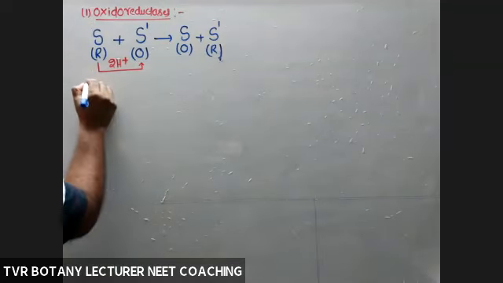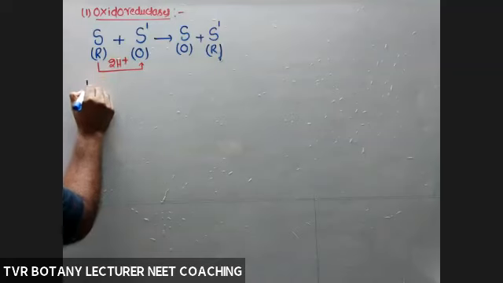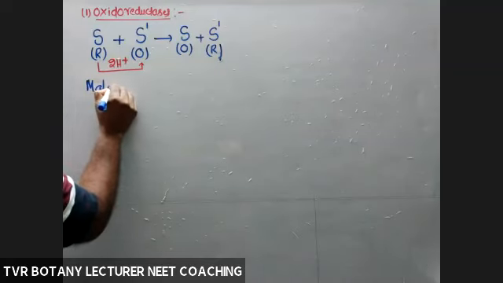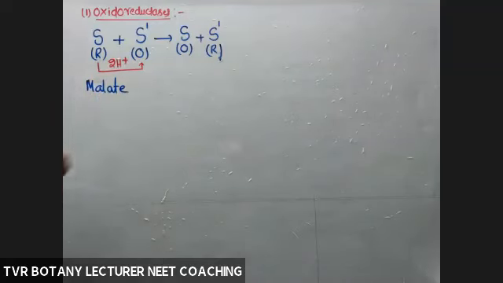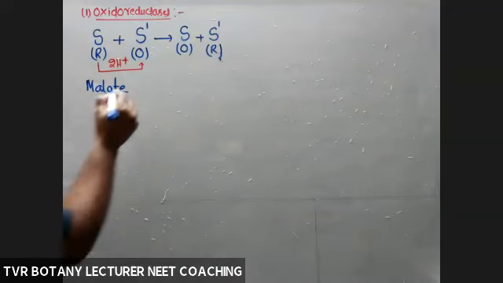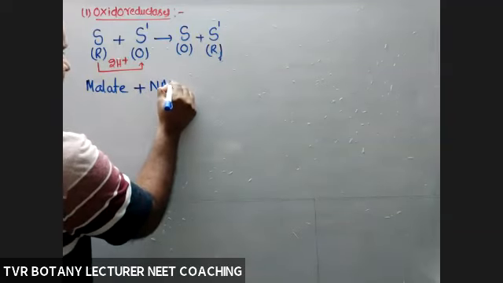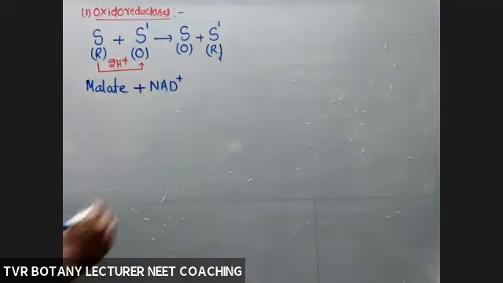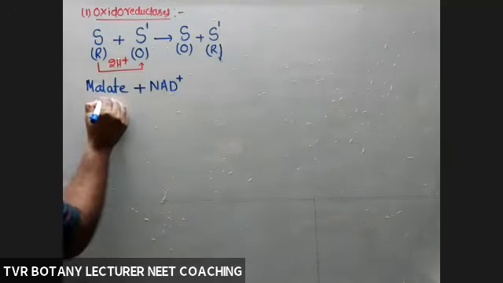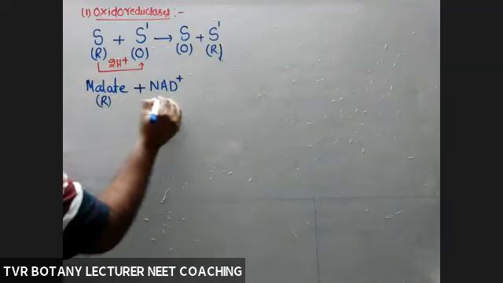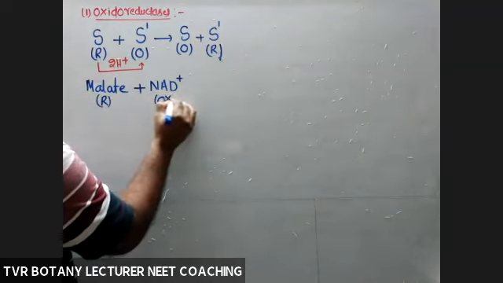So what about the given reaction? Malate, malic acid, plus one molecule of NAD plus. That is NAD, nicotinamide adenine dinucleotide. So this one is in reduced condition. This is in oxidized condition.